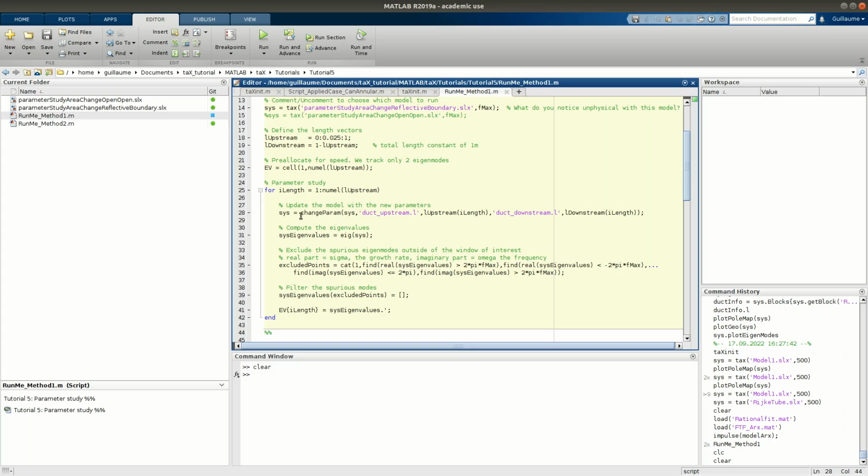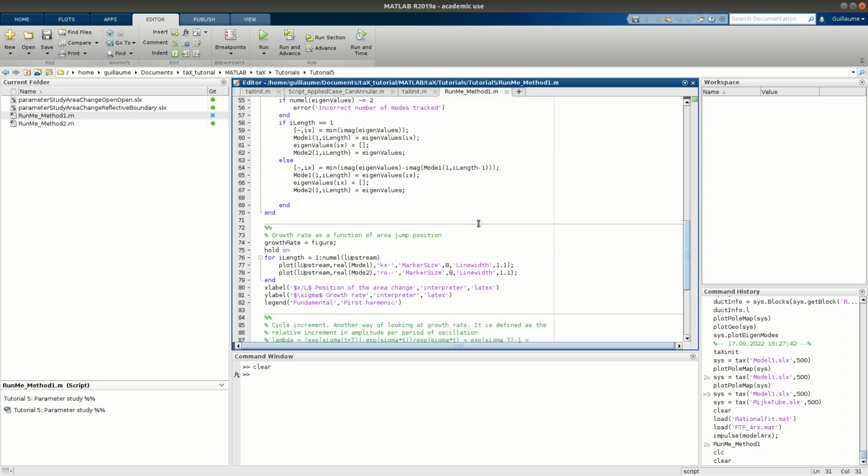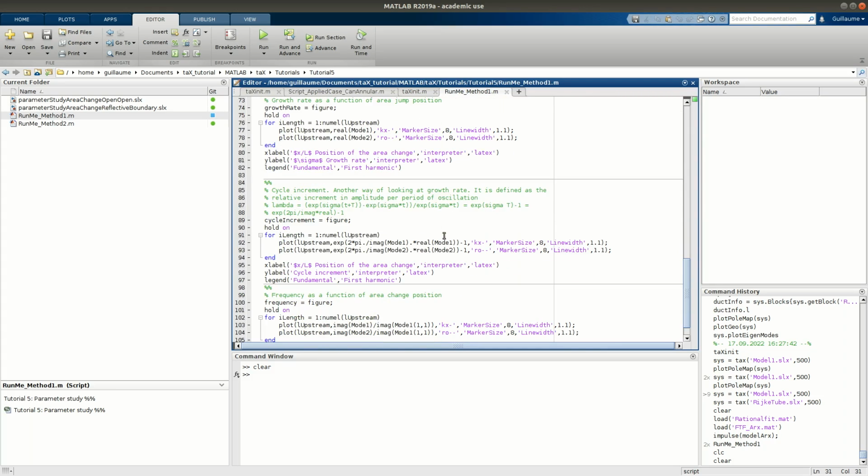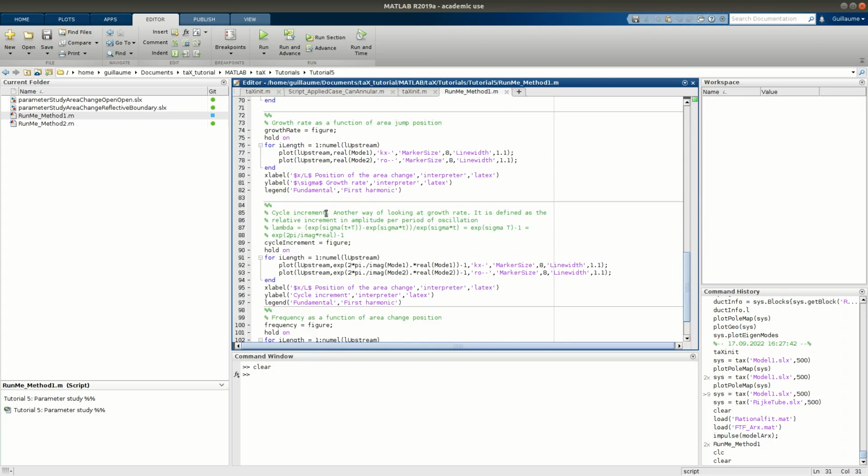If you use changeParam with multiple parameters, it will change them all at the same time. So if you want to change one and then the other, you have to call the function two different times. Then we extract the eigenvalues. We filter the eigenmodes that are outside of the window of interest, and then we just plot the growth rate or the cycle increment and the frequency. So cycle increment is just another way of looking at growth rate.